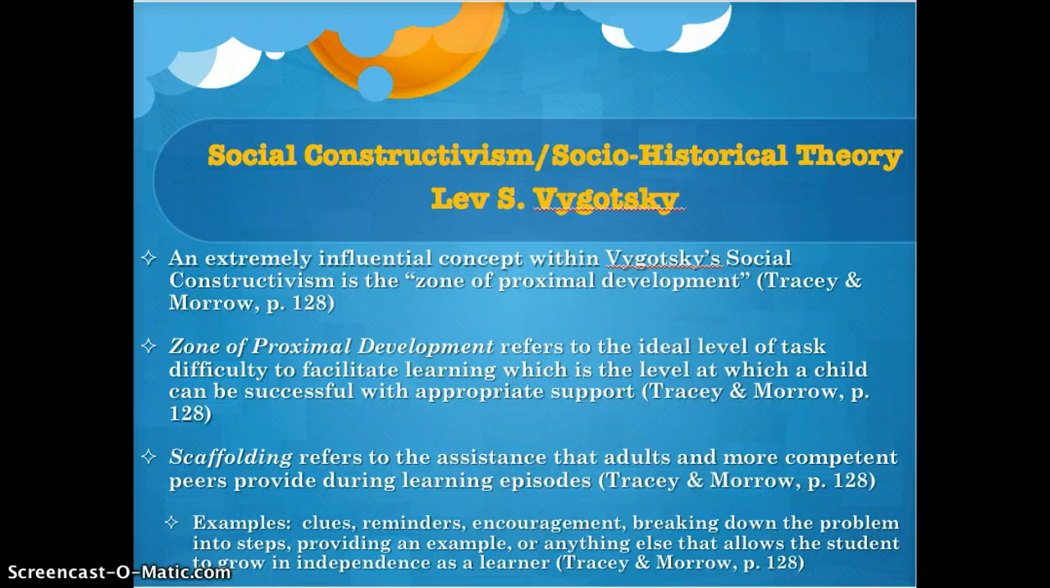An extremely influential concept within Vygotsky's social constructivism is the zone of proximal development. Zone of proximal development refers to the ideal level of task difficulty to facilitate learning, which is the level at which a child can be successful with appropriate support. Scaffolding refers to the assistance that adults and more competent peers provide during learning episodes. Examples: clues, reminders, encouragement, breaking down the problem into steps, providing an example, or anything else that allows the student to grow in independence as a learner.